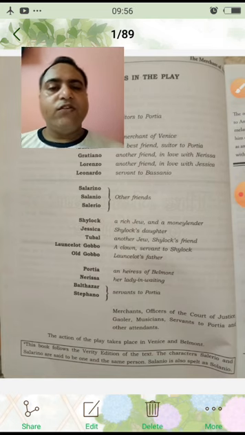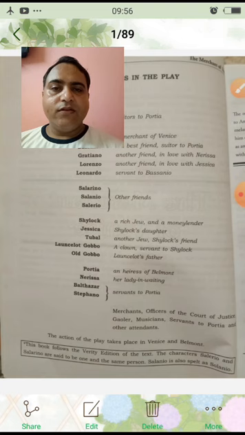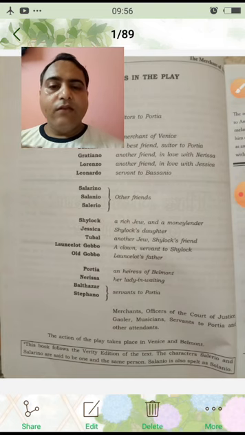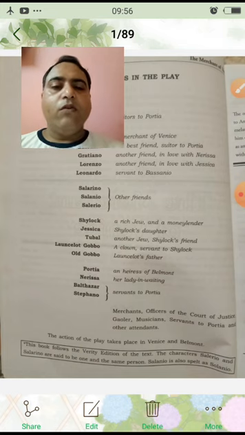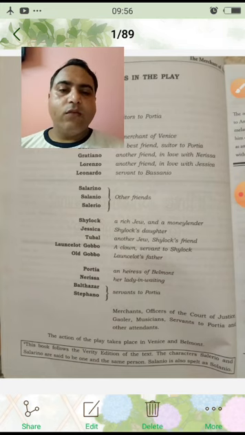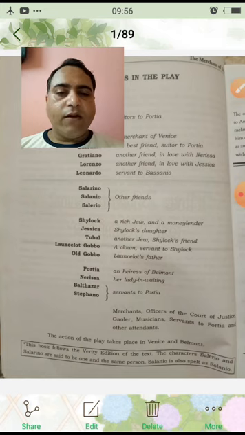Now, who is Tubal? Tubal is another Jew. Now, who was the first Jew? Shylock. And here, Jessica is Shylock's daughter, and Tubal is another Jew, Shylock's friend. Then next one is Launcelot Gobbo. Launcelot Gobbo is a clown. He is servant to Shylock. And old Gobbo is Launcelot's father.